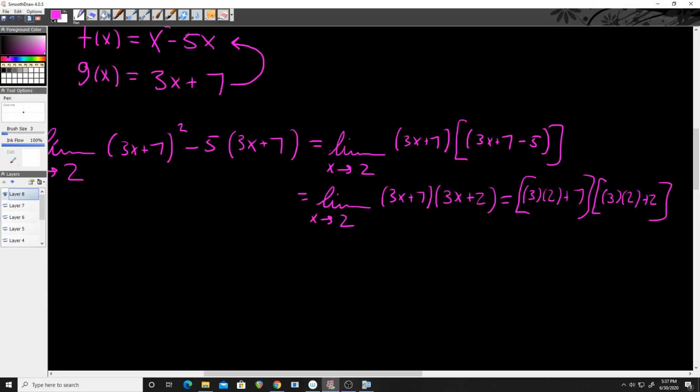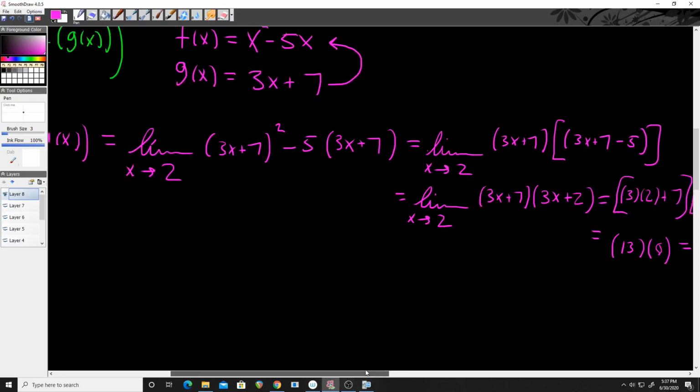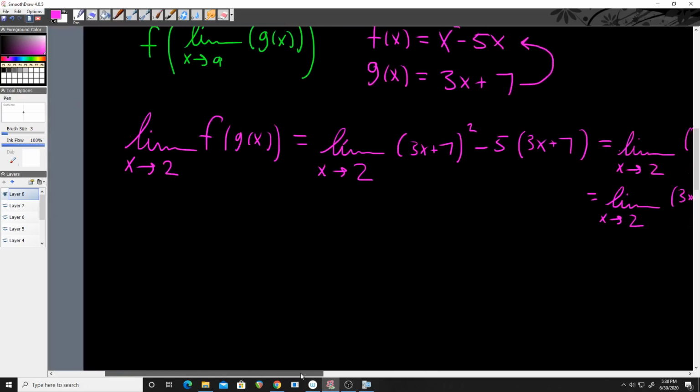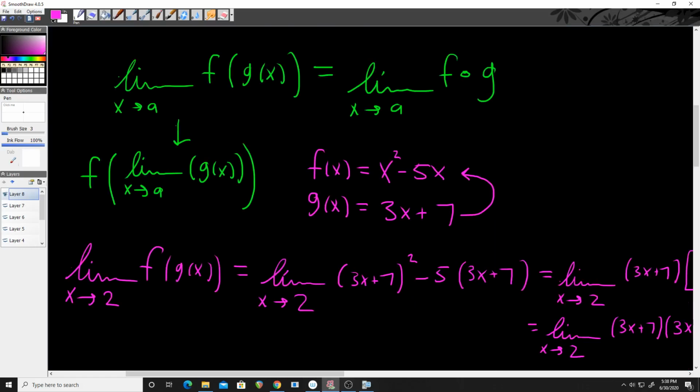If I do that, I get 6 plus 7, that's going to be 13, multiplied by 6 plus 2, which is 8. 13 times 8 is like 80 plus 24, which is 104. That seems weird, but yes, 104. So that's how we'd have to do it if we didn't have this limit rule.